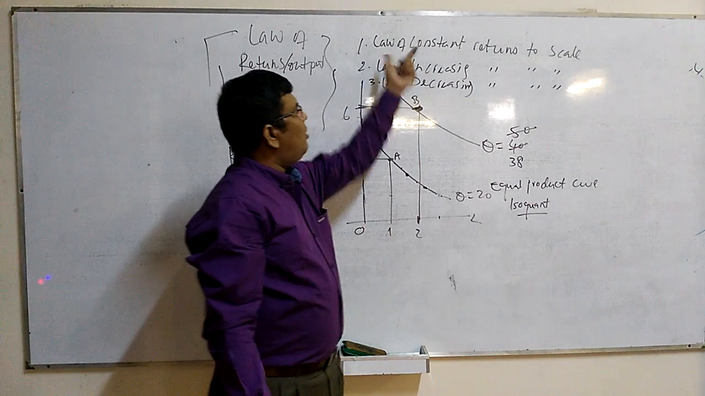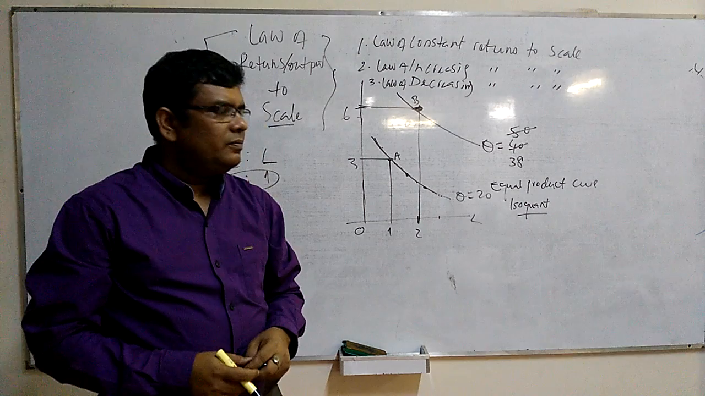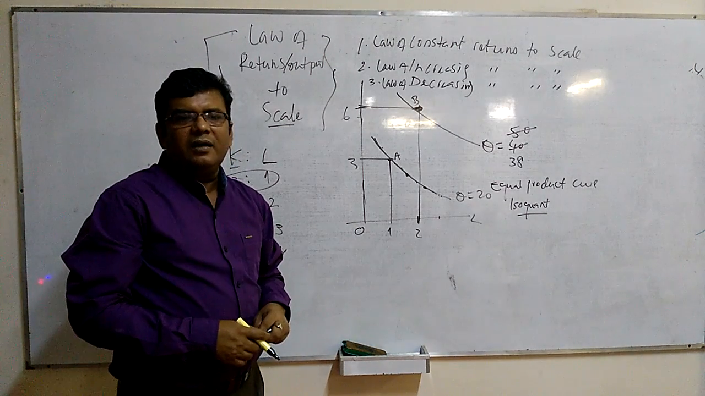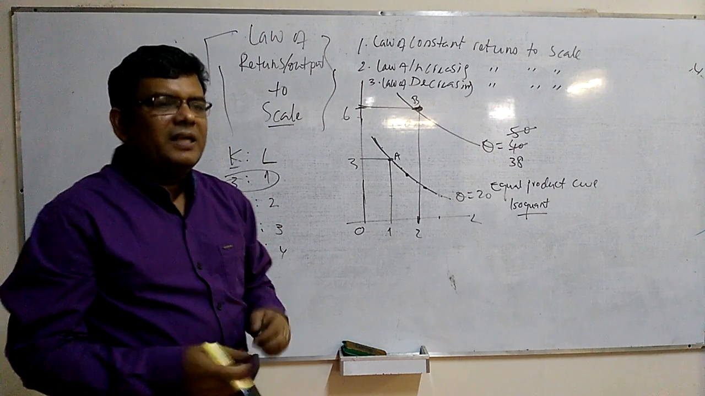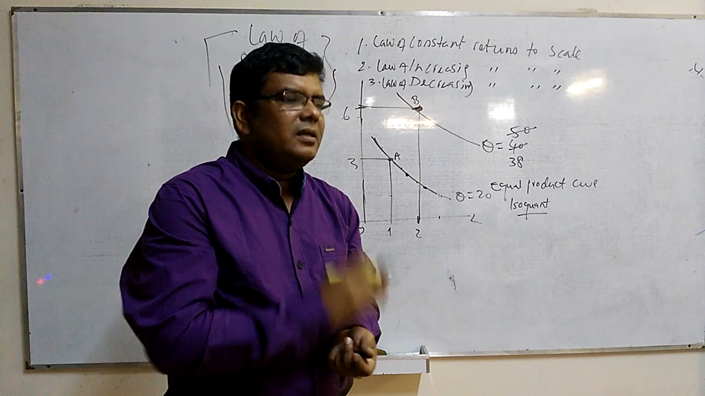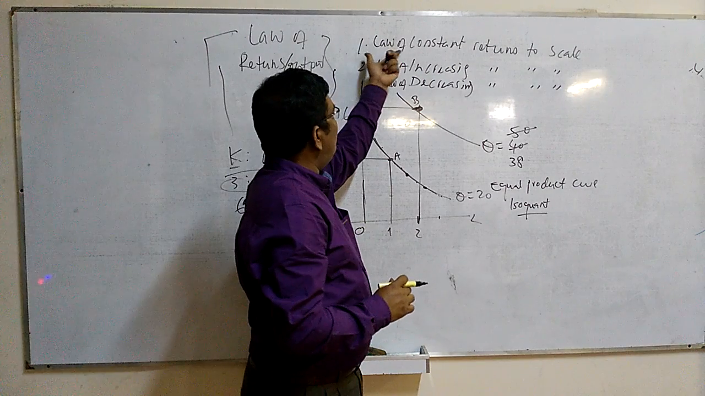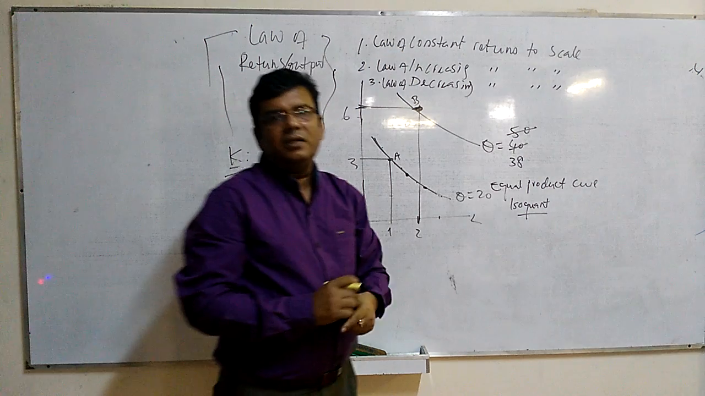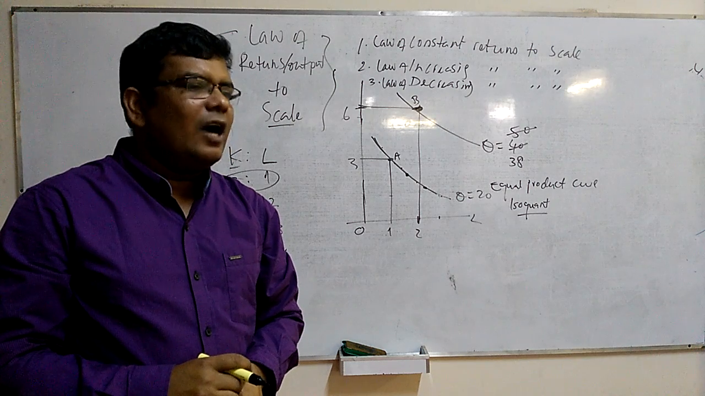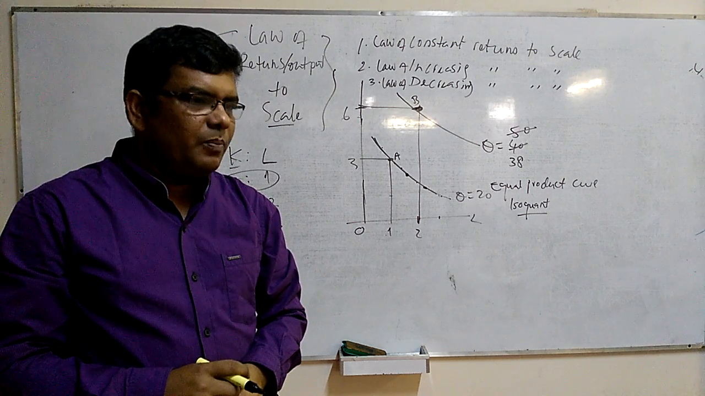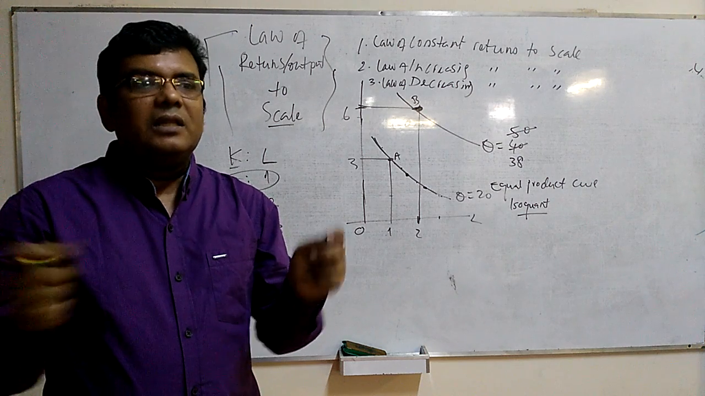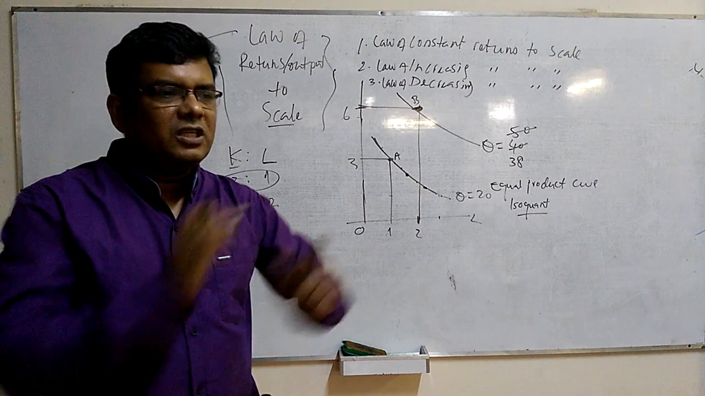So if you are asked to tell about the law of constant returns to scale, what do you say? What will be the main theme of the law? If we increase the inputs proportionally, for example, if we double the inputs, the output is doubled. If we double the inputs, the output will be exactly double. If we triple the inputs, output will be exactly triple. If we increase the inputs by 10 times, the output will be increased exactly by 10 times. So this is constant returns to scale.